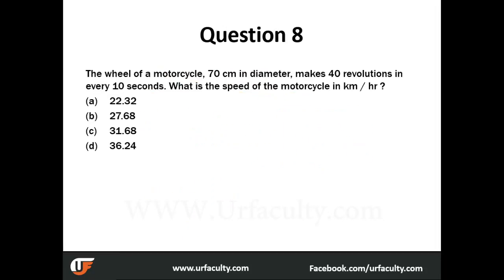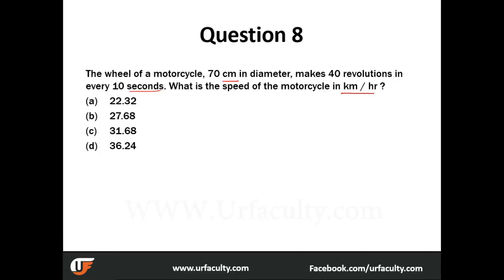The wheel of a motorcycle, 70 centimeter in diameter, makes 40 revolutions in every 10 seconds. What is the speed of the motorcycle in kilometer per hour? So they are given it in centimeter, then it is in seconds, and this one is in kilometer per hour. Please make sure you bring the units to one format.